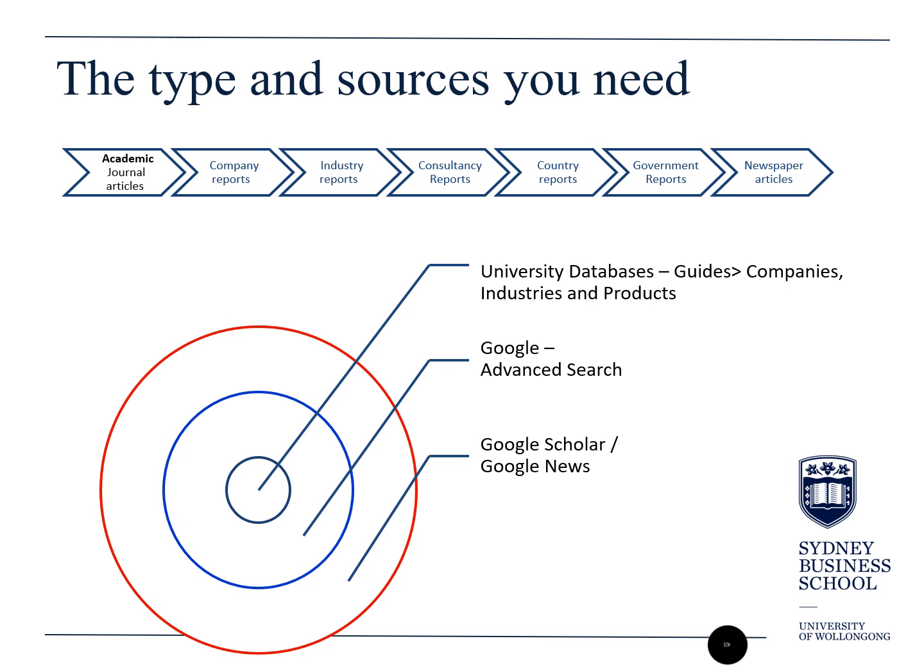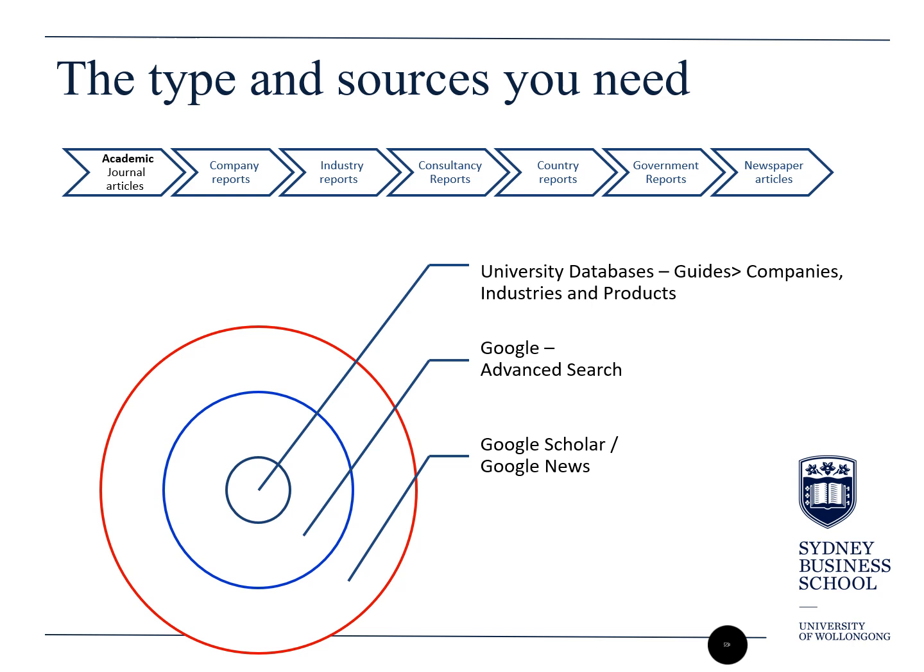The first thing we need to look at are the types of sources and information and data you're going to need to support the analysis that you've already been given from your data sets. So these would include academic journal articles, company reports, industry reports, consultancy reports, country reports, government publications and newspaper articles.